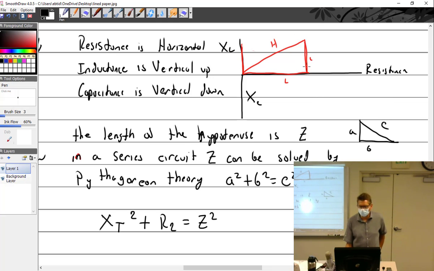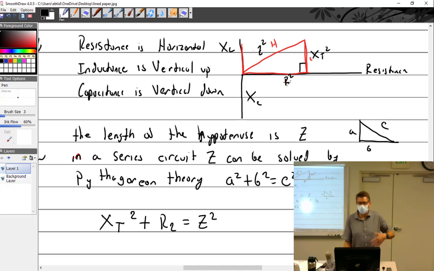But we're working with a triangle over here, and I just draw it backwards because it's the way it works. We are doing X total squared, which is the up and down, plus R squared, which is down here, the leg. This is R squared, it goes on top there. And then that will allow us to figure out Z squared, which is the hypotenuse over here. So that is Z squared. That's all we're doing.